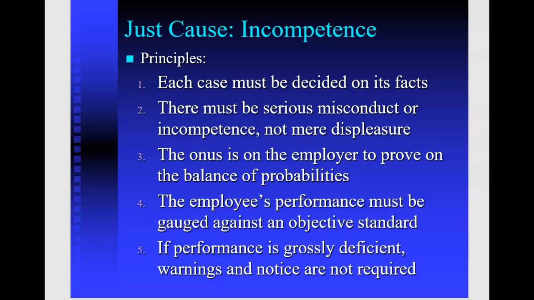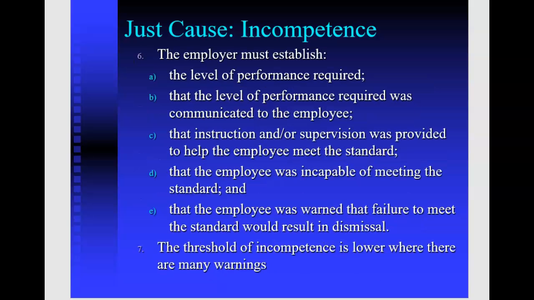If performance is grossly deficient, then warnings and notices are not required because of the gross deficiency. And the employer will have to establish the level of performance that they require, and that the employee was either trained or told, and was aware of it in terms of their job duties. That level was communicated to the employee. Instruction and supervision was provided. The employee was incapable of meeting that standard, and the employee was warned that failure to meet the standard would result in dismissal. And the threshold of incompetence is lower where there are many warnings. So the more warnings you give, the lower the threshold will be.